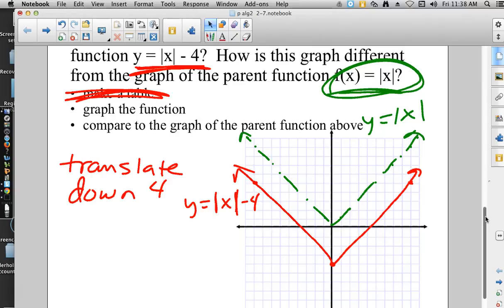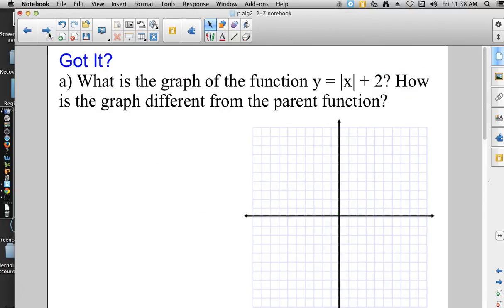That's what we do when there's a number in here with the x or there's a number behind. We're going to see what happens with our stretches and compressions later today. But for right now, we're just moving this baby. That's all we're doing. And it's counting. That's all we have to do. So, next slide. What is the graph of the function y equals the absolute value of x plus 2?